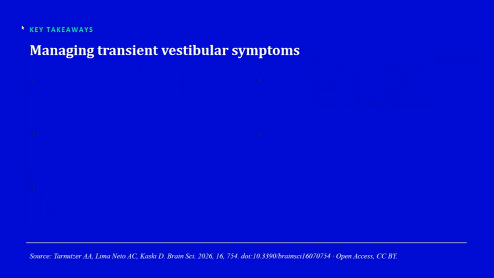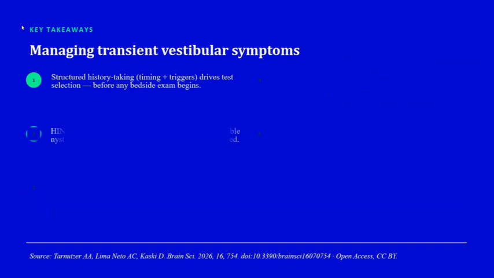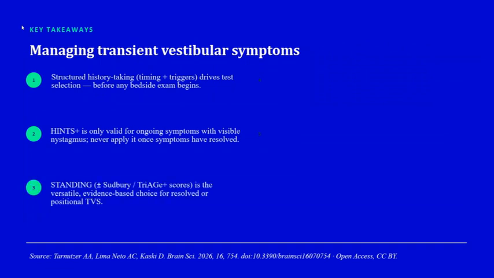So, managing transient vestibular symptoms, the key takeaways. Number one, structured history taking, that is, timing plus triggers, drives the selection before any bedside examination begins. HINTS plus is only valid for ongoing symptoms with visible nystagmus. Never apply it once the symptoms have resolved and there is no nystagmus. The STANDING protocol with or without Sudbury or TriAGe plus scores is the versatile evidence-based choice for resolved or positional transient vestibular symptoms.